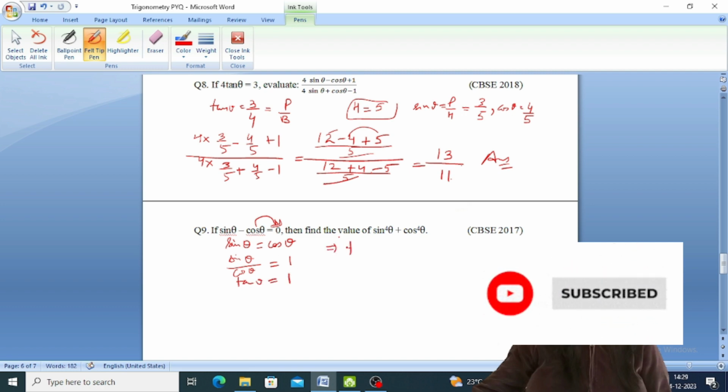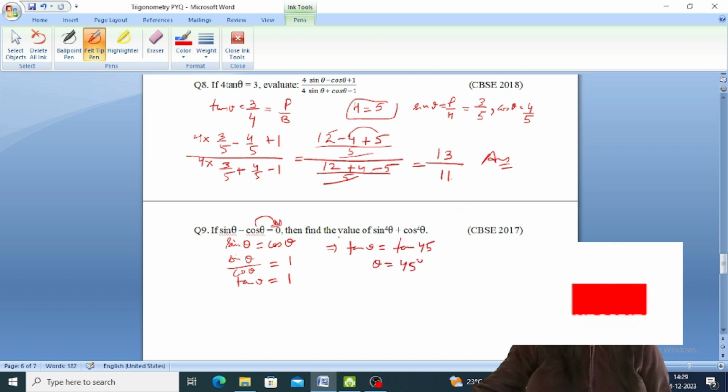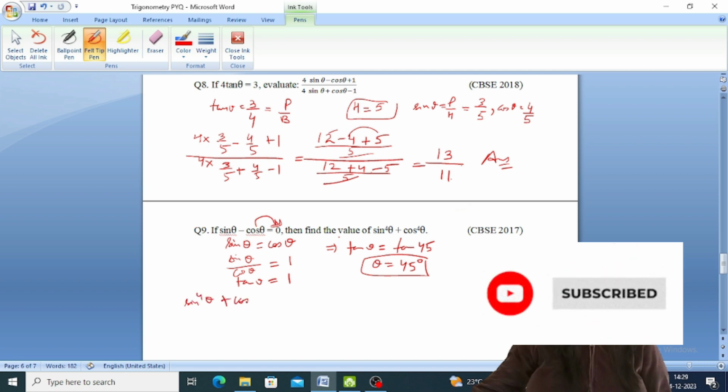It means tan gives you value 1 at 45 degrees. So 1 can be written as tan 45. So from here we are getting theta is 45 degrees. Now to find this value, sin 4 theta plus cos 4 theta, I am using this 45 degree value. So this is fine.